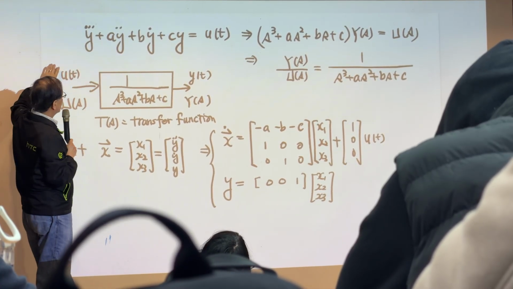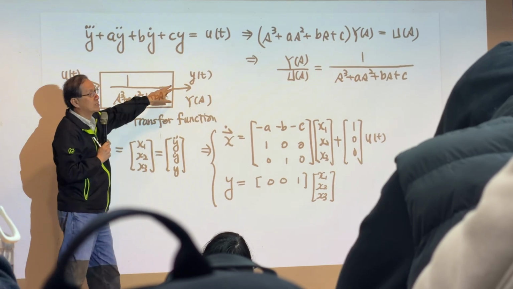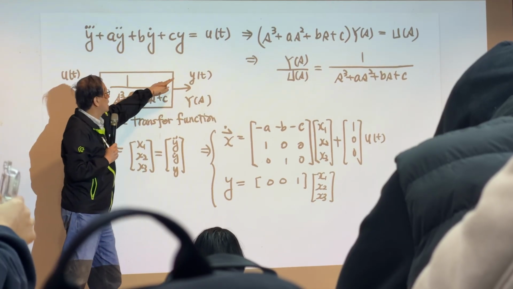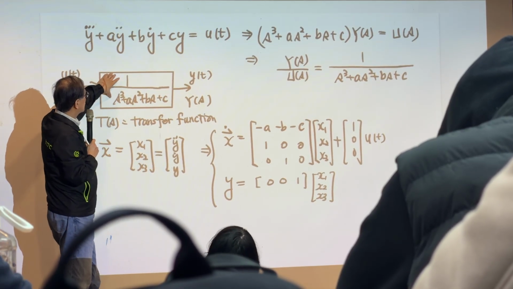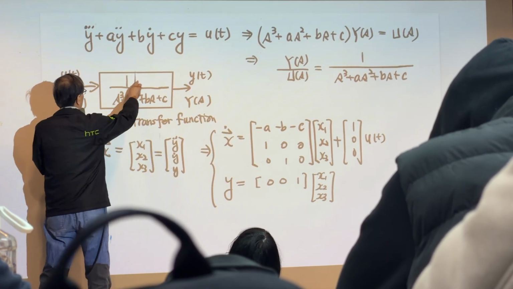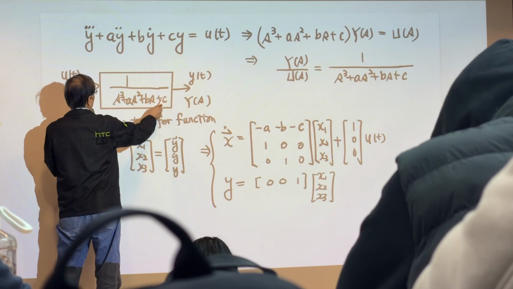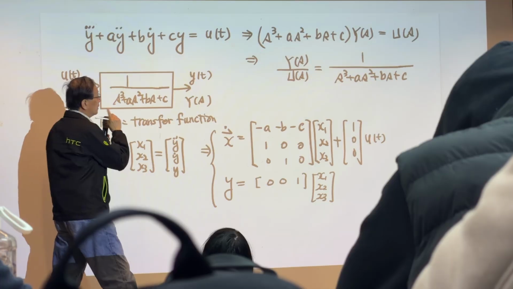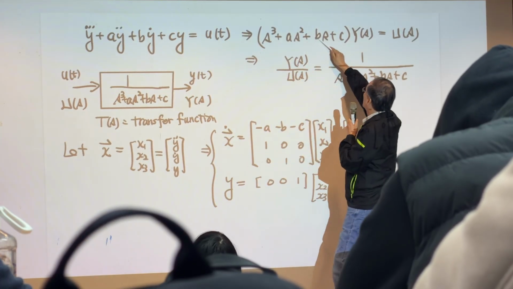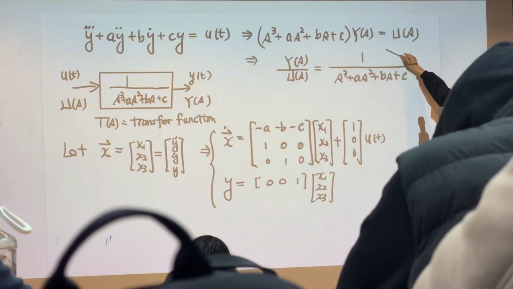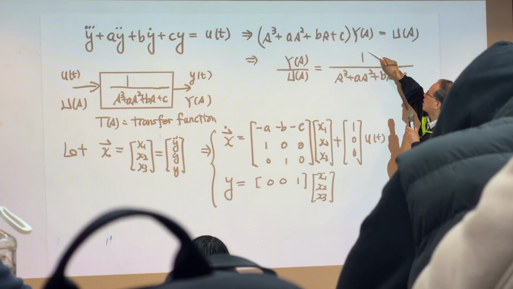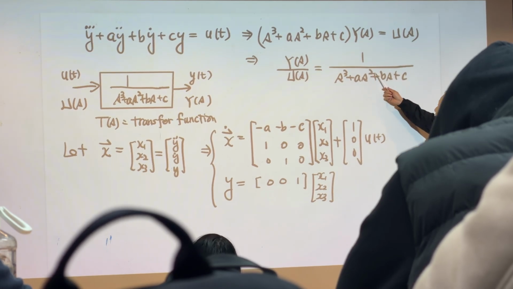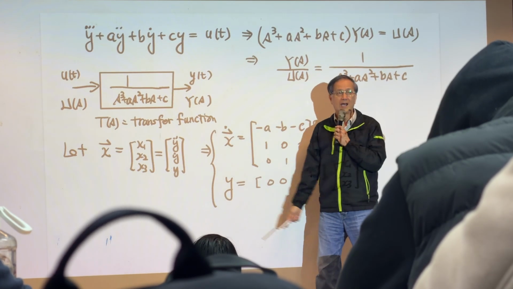Block diagram. The block diagram input is u(t), output is y(t). By doing the Laplace transform, u(t) becomes U(s), y(t) becomes Y(s). And this is the transfer function, T(s), which becomes 1 over s cubed plus a s squared plus b s plus c, right? By Laplace transform you get this equation, and Y(s) divided by U(s) equals 1 divided by this, right? So this is the Laplace transform. You should remember, and this one is represented as a block diagram.